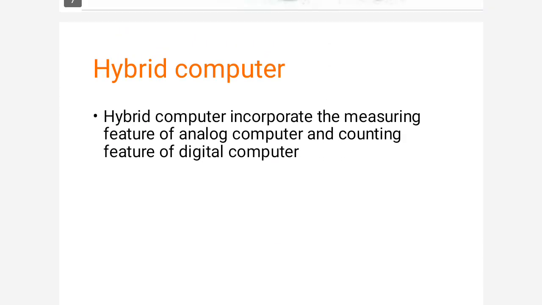Next we have the hybrid computer. I am sure you have all heard about this word hybrid. What we do is combine the features of two or more things to get a better one. So in a hybrid computer, we are combining the features of the digital computer as well as the analog computer to get a better computer. To understand this better, let me give you an example.